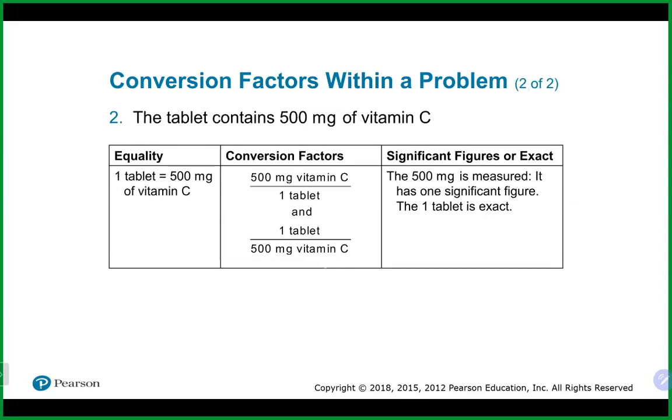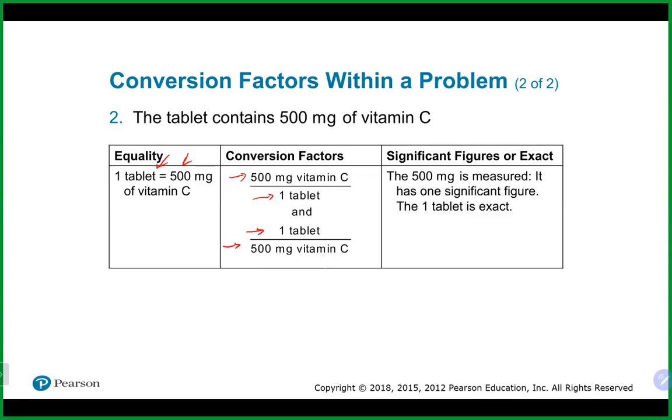For example, another one you could find in a problem is 500 milligrams of vitamin C contained in a tablet. That's probably a better way of saying it. So our equality here would be 1 tablet has 500 milligrams of vitamin C. That gives us 500 milligrams over 1 tablet as a conversion factor, or the opposite, 1 tablet over 500 milligrams. Again, not all tablets are 500 milligrams, right? So that's not always the exact conversion. This is specific for a problem.